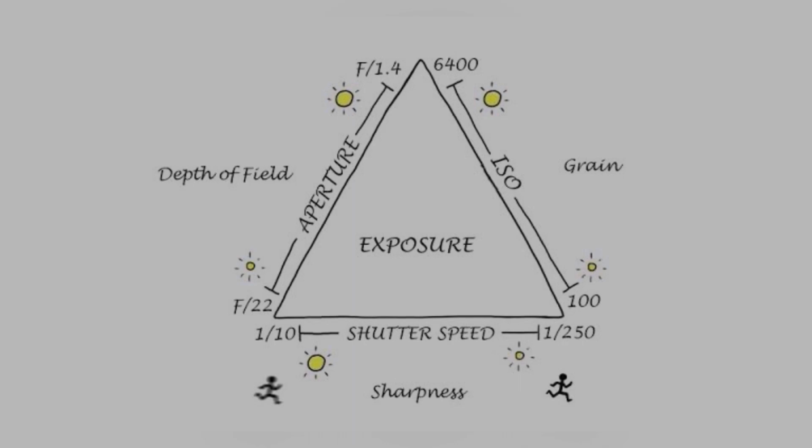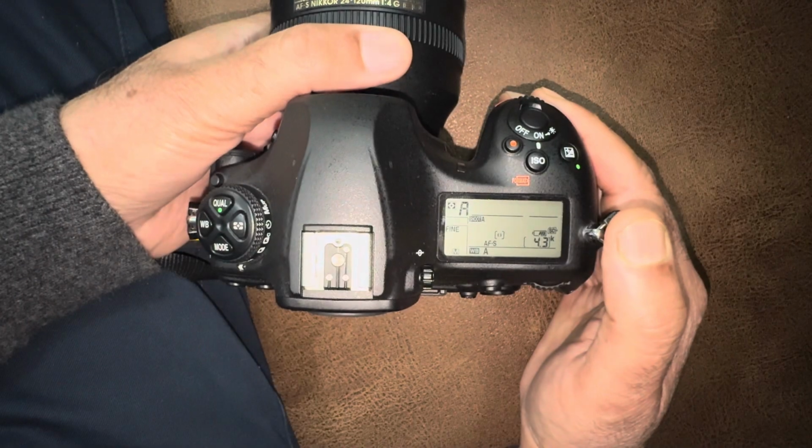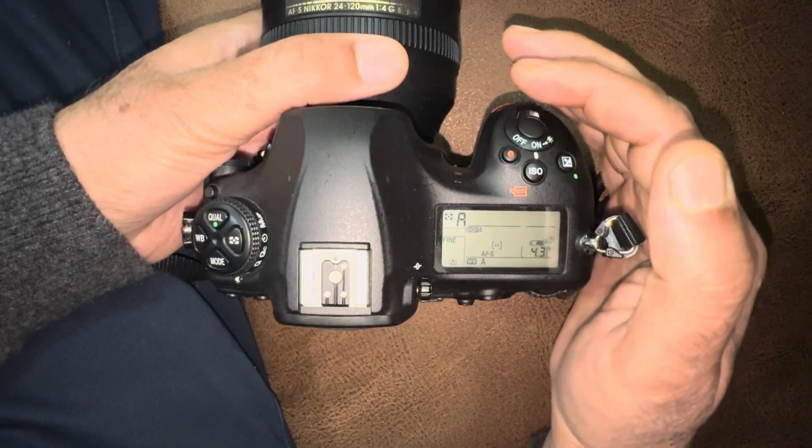Similarly, if we look at ISO, when light is bright, we can take advantage of it and fix ISO at around 100. If the light gets poorer and poorer and we want the sensor to be more sensitive, then we use higher values of ISO. Now let's have a look at the camera.